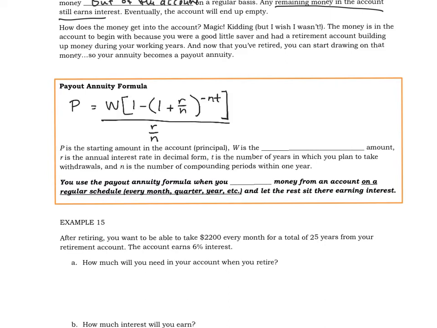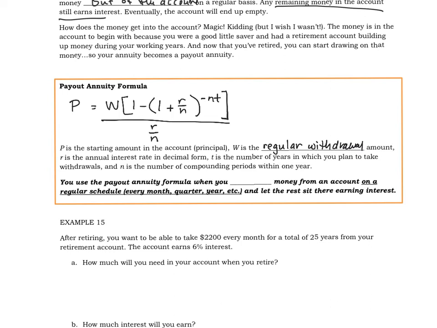Okay, so maybe you see just a little bit of similarities with this particular formula that we did with our savings annuity. So in this case, P is the starting amount in the account. That's going to be the principal. W in this case is the regular withdrawal. So that's a regular withdrawal amount.